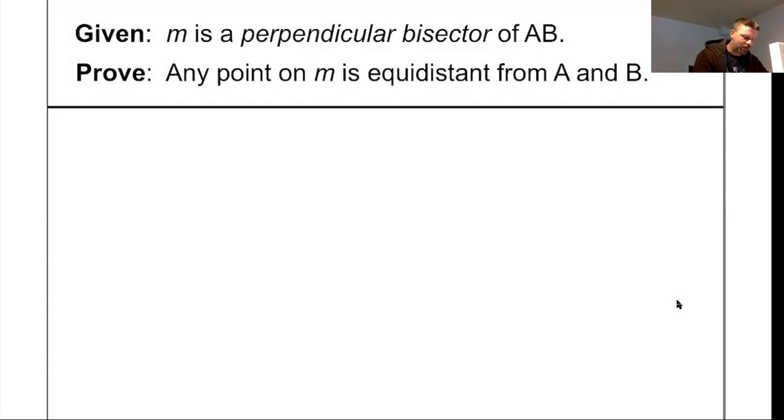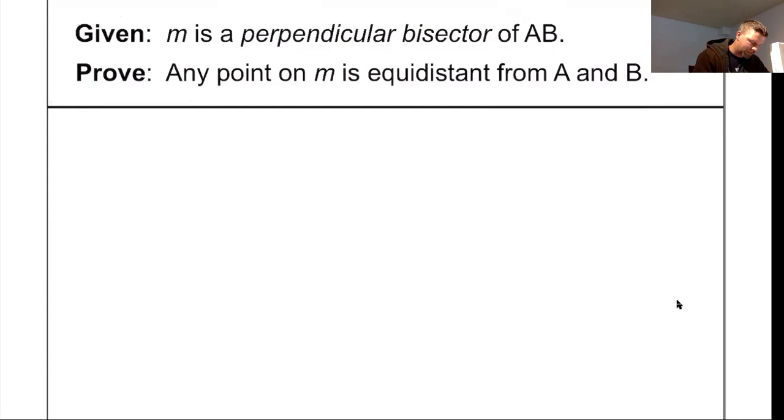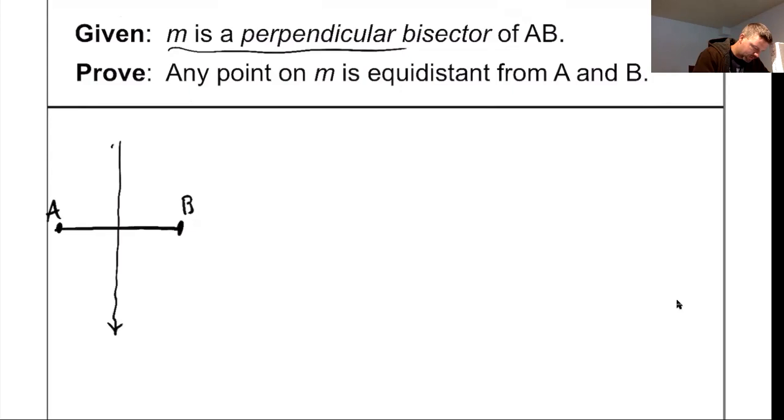So first off, it's giving me a bunch of information here. A diagram would probably be a helpful thing, so I'm going to make a diagram here. We're given some segment AB. We're given that M is a perpendicular bisector. So here's line M, and we know it's both perpendicular and a bisector. And we want to prove any point on M is equidistant from A and B. That's what we want to prove. So I just need to give some point.